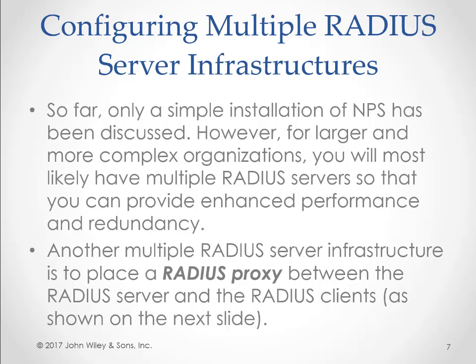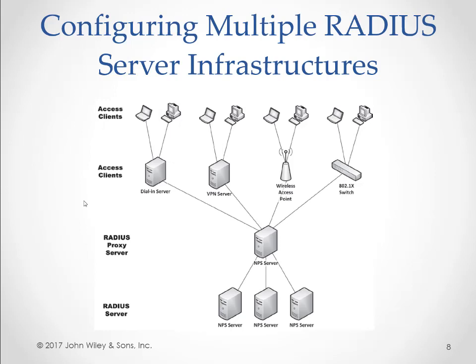It sits between the RADIUS server and the RADIUS clients. Now, is a client the device that's actually trying to connect? No. Your access clients are the devices that are attempting to connect. This label is not termed correctly; it should say RADIUS client. Your RADIUS clients are those devices that your access clients connect to, and they in turn connect to your RADIUS server.